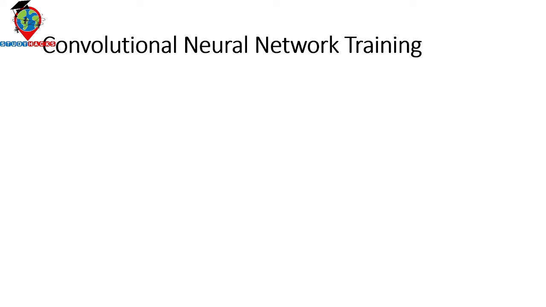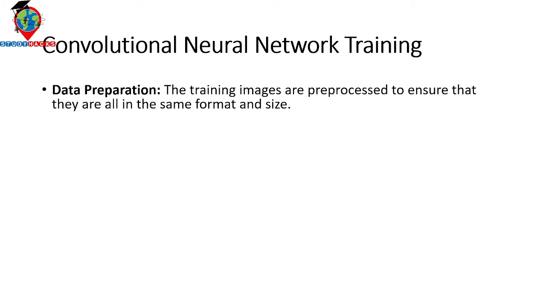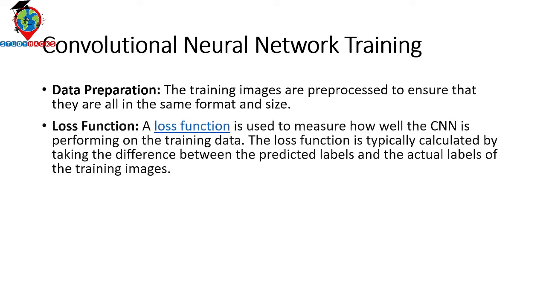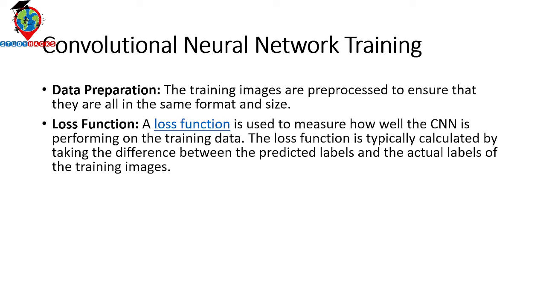For convolutional neural network training, when you want to train a CNN, first of all you need data preparation. In the data preparation, the training images are preprocessed to ensure that they are all in the same format and size. Secondly, the loss function. A loss function is used to measure how well the CNN is performing on the training data. This loss function is typically calculated by taking the difference between the predicted label and the actual label of the training images.